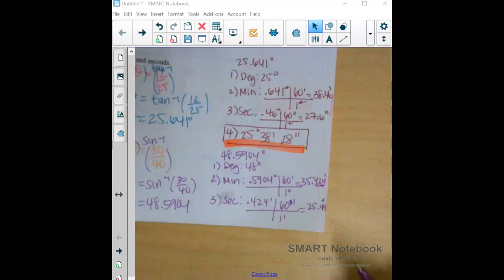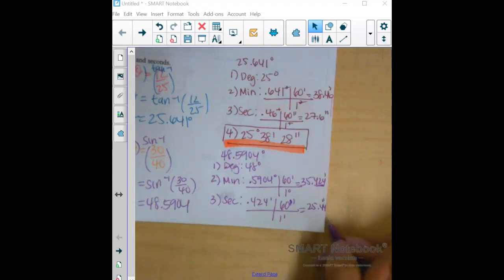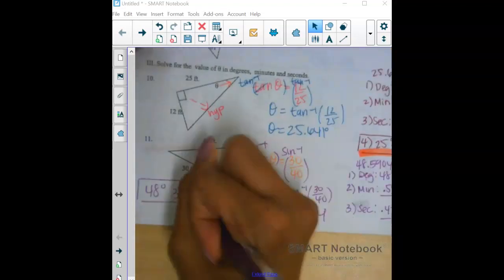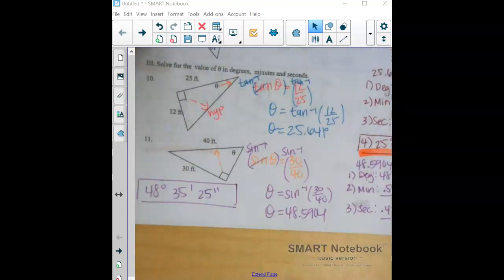The only way I can think of being consistent on y'all's tests and quizzes is doing just the basic rules of rounding. We're just going to keep it as 5 and up. You're going to round up, of course. So we're going to make that 25 seconds. So this guy here should be your answer.